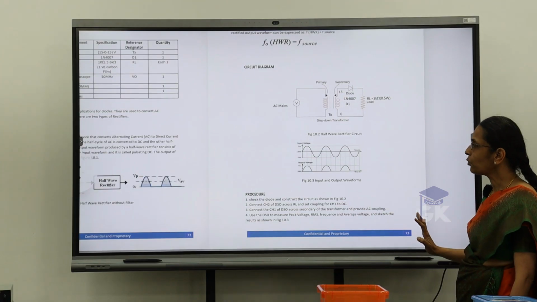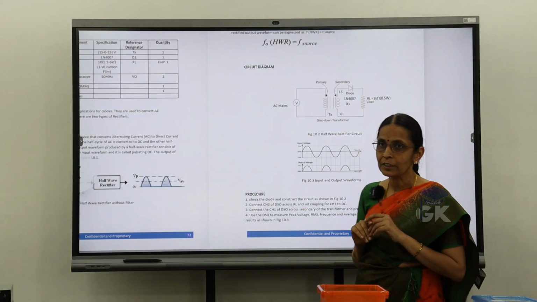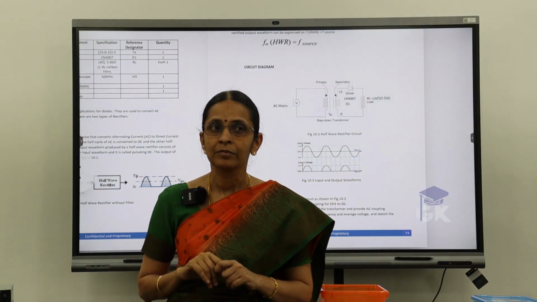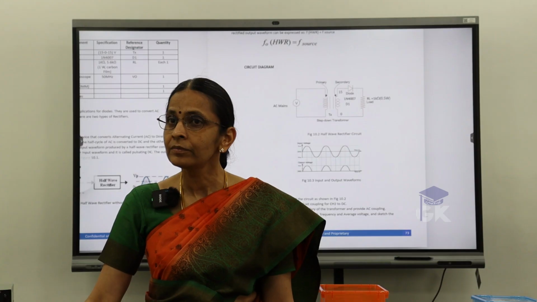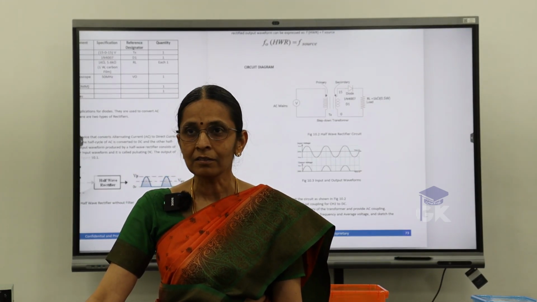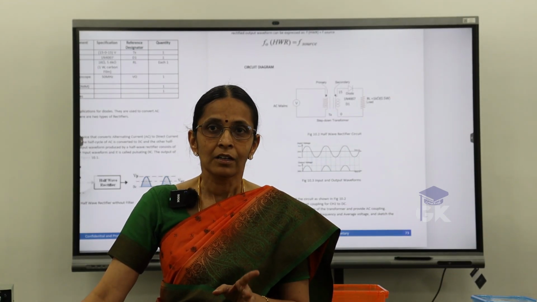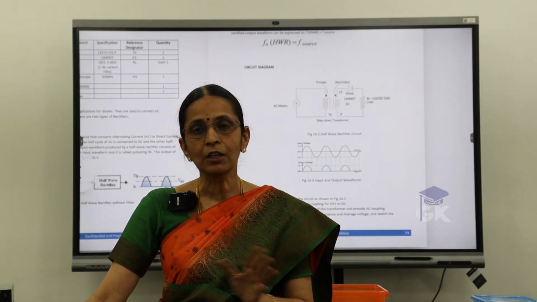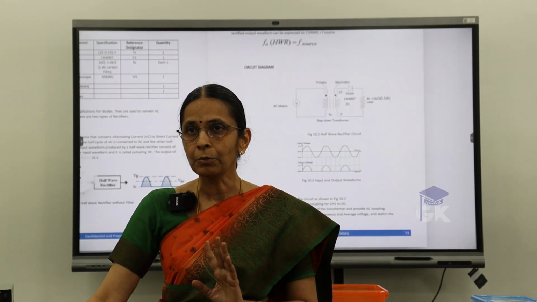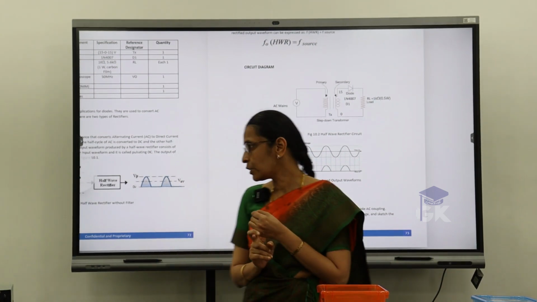So first what you have to do is check the diode. Hope all of you know how to check the diode. With what will you check? With the diode tester, that is your multimeter, you have to put it in the diode mode. Then you have to check the forward bias and then the reverse bias. Hope you have learnt all that. So that will be the first task: checking of the diode.